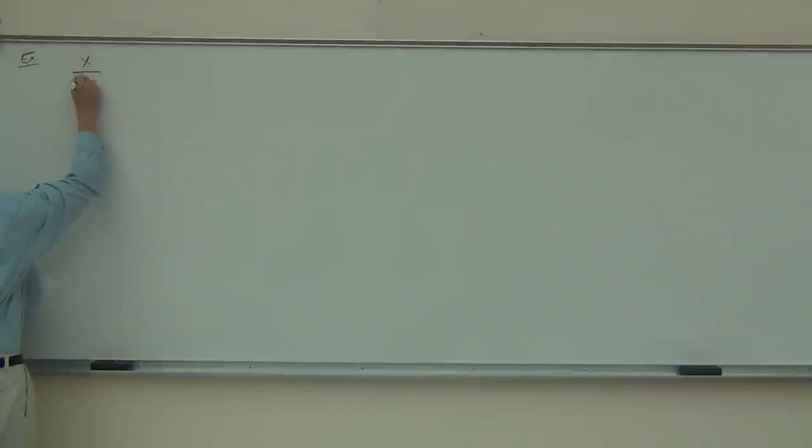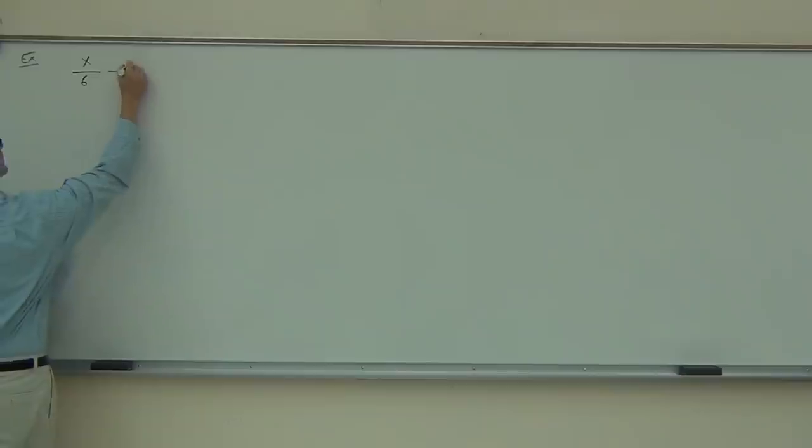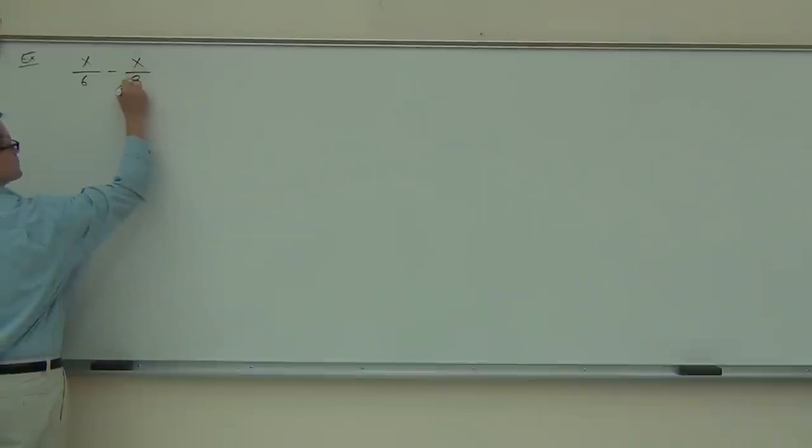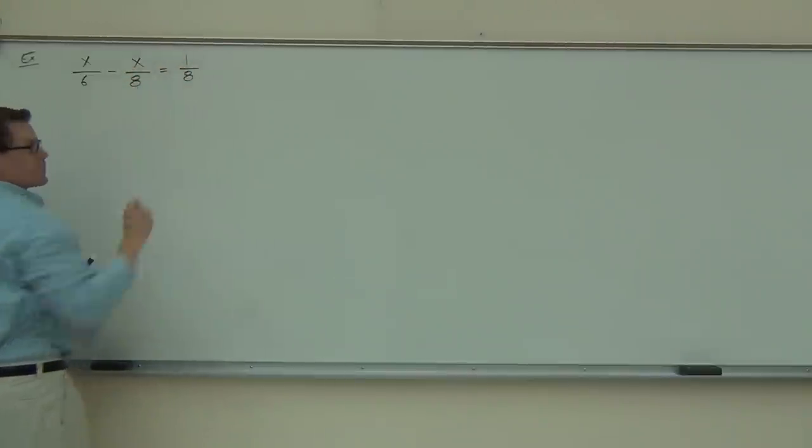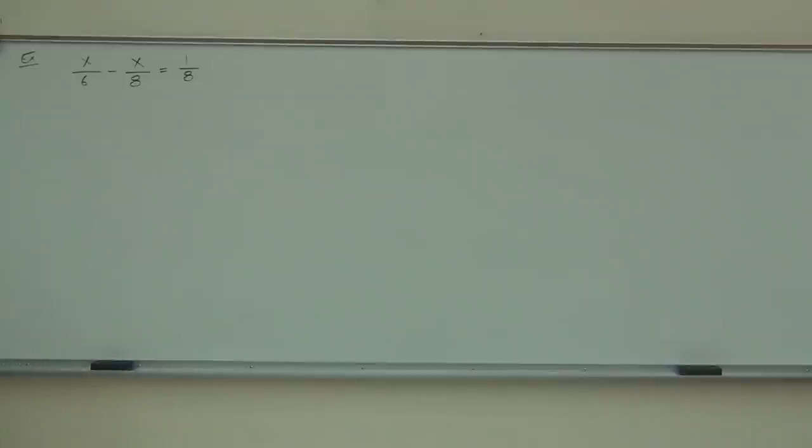Let's try x over 6 minus x over 8 equals 1/8. Now, there are a few different ways to do this problem. One way could be to combine these first, then use it like a reciprocal idea. But there's another option if we have an equation.